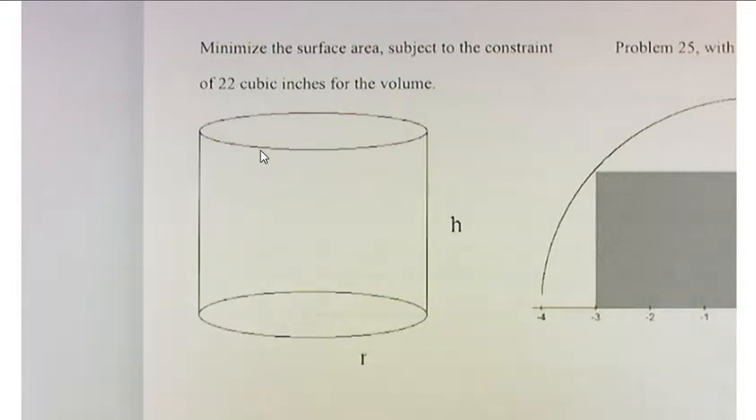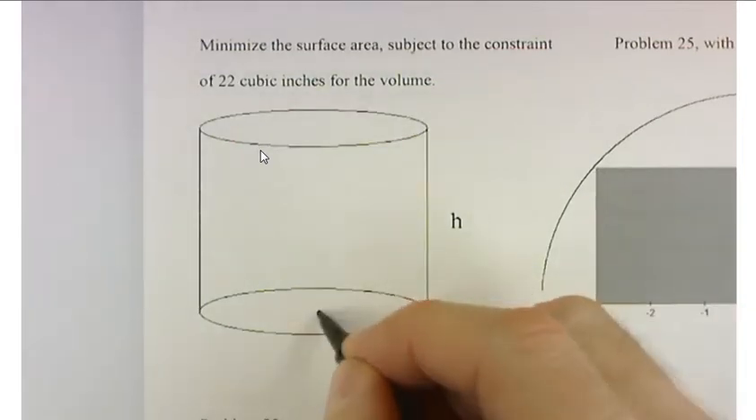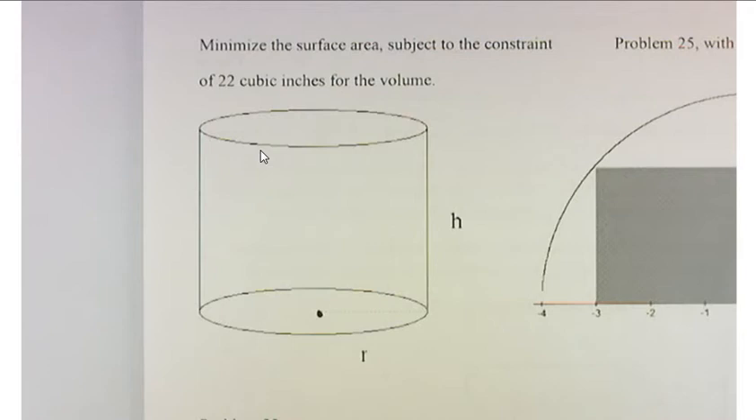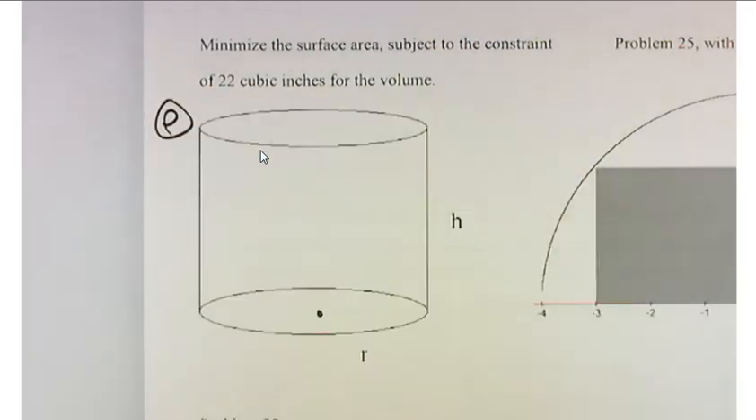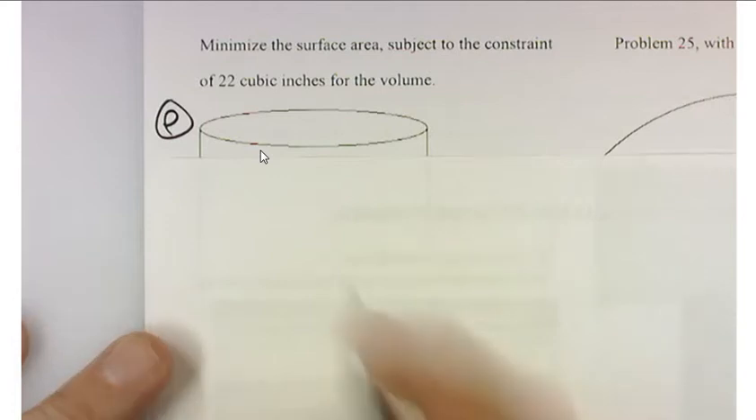So our goal is going to be to minimize the surface area. That's it for our picture. There's not a whole lot there that I need to draw, and I've already labeled it for you too. How nice. What comes next then? Well, the function.